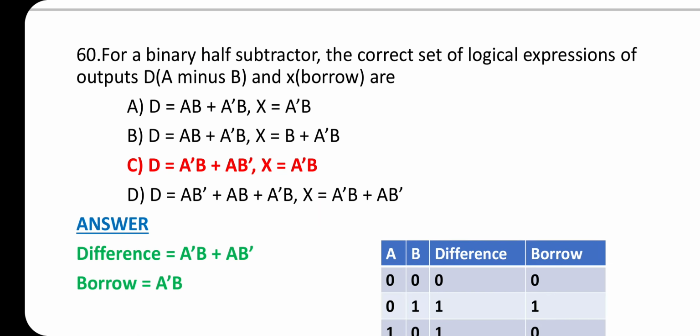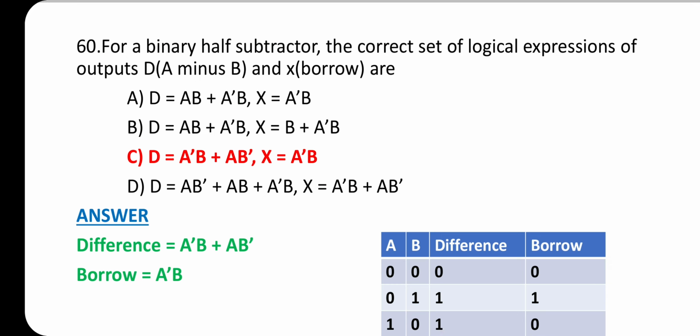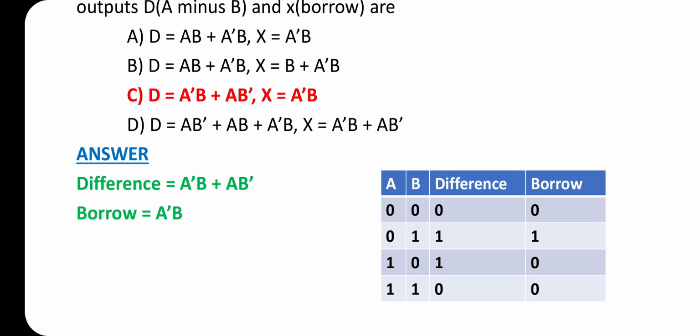The last question of this video is 60th one. For a binary half subtractor, the correct set of logical expressions of output D, A minus B, and X, borrow, are. Answer is option C, D equal to A bar B plus A B bar and X equal to A bar B. This is a truth table of half subtractor.